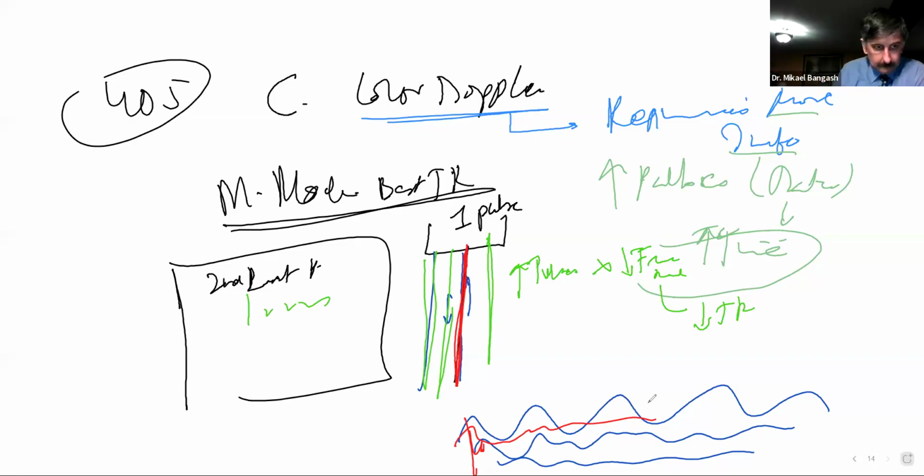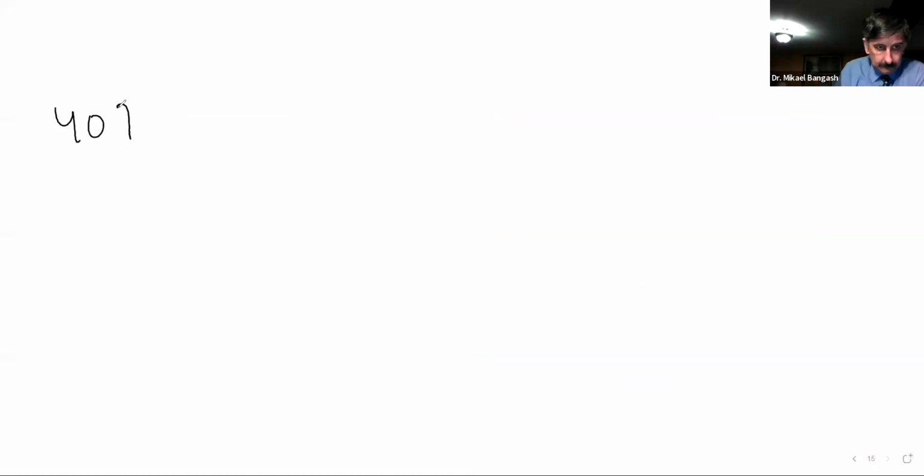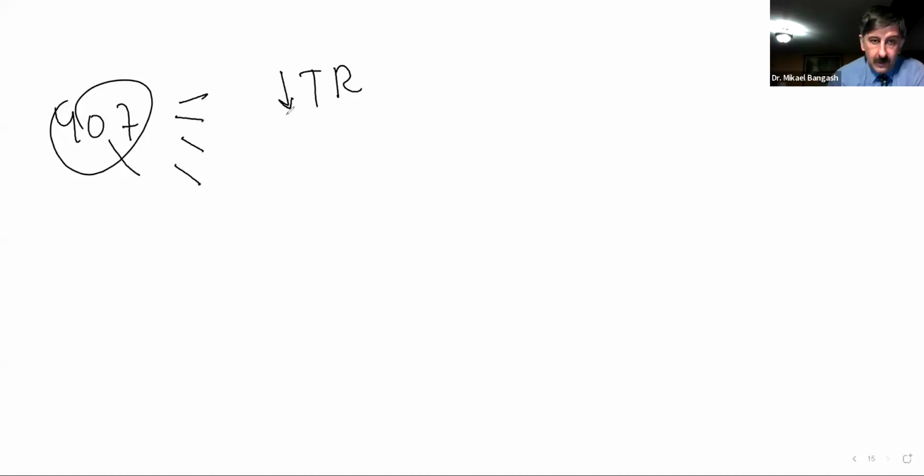Question 407. All of the following reduce the temporal resolution by increasing the number of pulses per image, except for. So we have 4 factors written here, and what they mainly say is that all of them will reduce your temporal resolution by increasing the number of pulses. Clear?